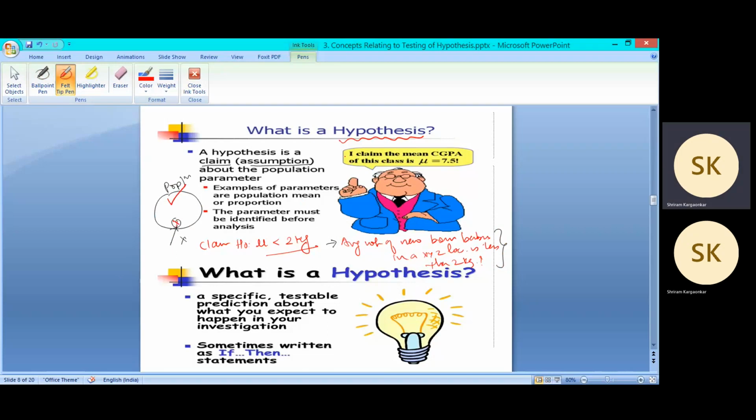Another example: I claim the mean CGPA of this class is 7.5. So I'm talking about the entire class, not just a few students. So what is the hypothesis, in sum? It is a specific, testable prediction about what you expect to happen in your investigation, sometimes written as if-then statements. A hypothesis is nothing but a statement or claim made about the population. That's it. Let's move on.